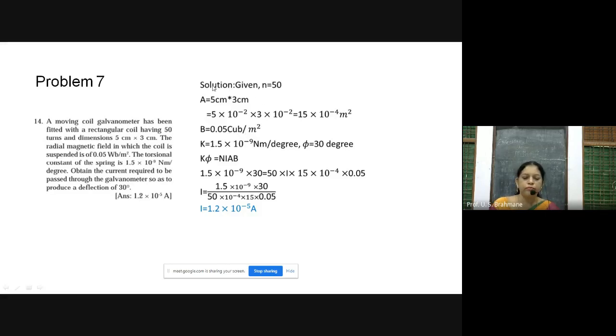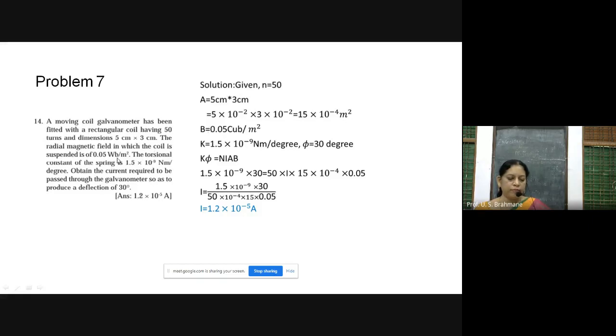Now see, N is equal to 50, A is equal to 5 centimeter into 3 centimeter. You know, it is area. So dimensions are given as 5 centimeter into 3 centimeter. I have told you that whenever you take it in centimeter, the conversion factors should be known to you. So 5 into 10 raised to minus 2 into 3 into 10 raised to minus 2. So area is what? It is length into breadth, since it is a rectangular coil. So I've taken it here, and it becomes 15 into 10 raised to minus 4 meter square.